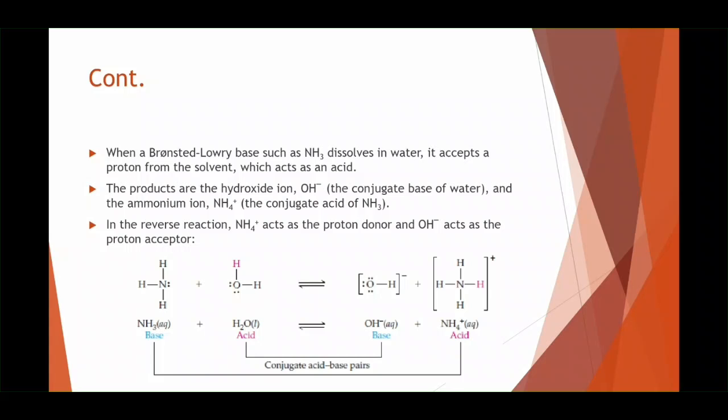Now, when a Bronsted-Lowry base such as NH3 dissolves in water, it accepts a proton from the solvent, which acts as an acid. So NH3 will act as a base. The products are the hydroxide ion, OH-, the conjugate base of water, because water donated a proton, so water will act as an acid. The ammonium ion NH4+ is the conjugate acid of NH3 because NH3 originally accepted a proton, so it will act as a base and NH4+ will be the conjugate acid of NH3. Here you can see the reaction.